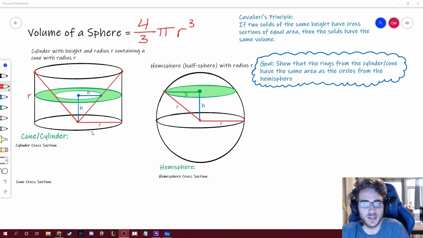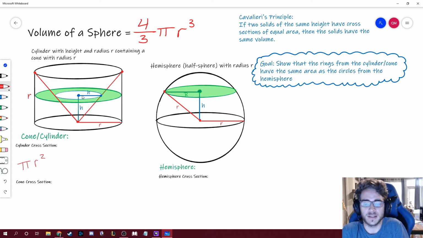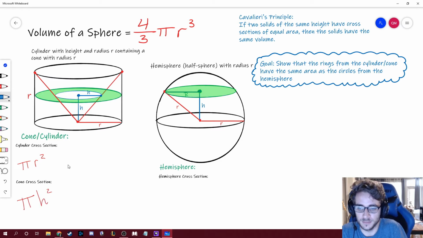The cylinder's cross section is always going to be the same because it's a consistent circle the whole time. So that's easy. It's just going to be pi r squared. Now, the radius of the cross section of the cone depends on how high up it is, but the height and the radius of the cone's cross section will both be h, so its area will just be pi h squared instead.